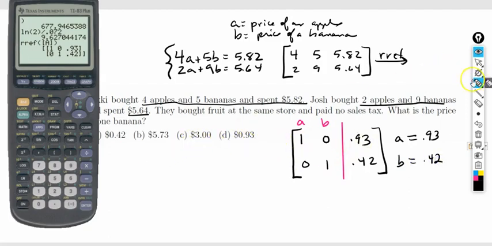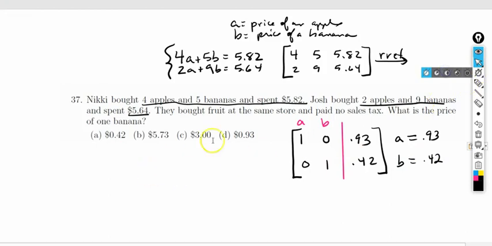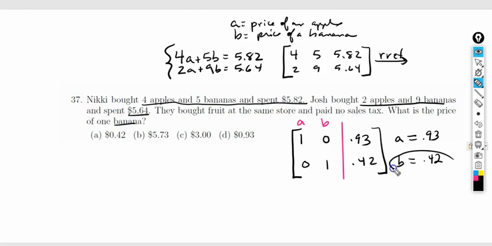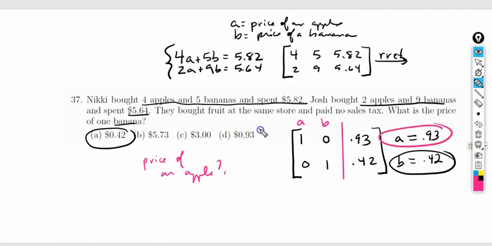Now, we were asked, what is the price of a banana? So that's what we're looking for. If the question had been, what is the price of an apple, then the answer would have been that one. So they change them from year to year. So make sure you pay attention. You might not necessarily be solving for banana, but it's the same amount of work. So the answer to the question that was asked that year is 37 is A.